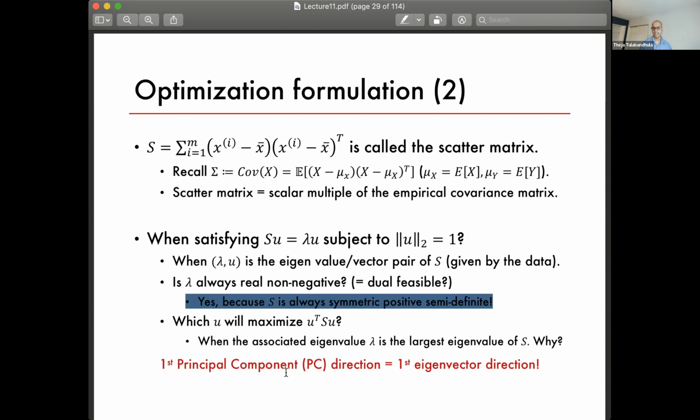Okay, so the first eigenvector direction is the first principal component direction. This is just the definition of the eigenvector that we found. That's the direction which is the first principal component direction. Any questions with this derivation so far? We'll look at some illustrations to further ground our intuition here. In fact, in the next couple of slides.